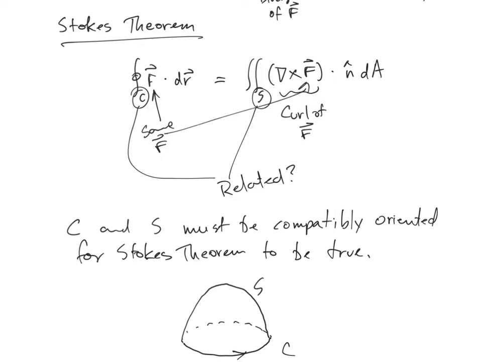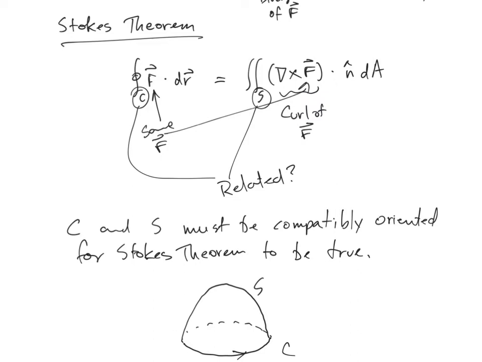So if this is my surface and it's curved like this, and here's curve C along the rim, I'm pointing like this. This first finger is going to be tangent to the surface here. I'm not going to point it like this or like this. I'm going to point it so my first finger sort of lies on the surface. And then this is getting hard. Then my second finger points in the direction of n hat.